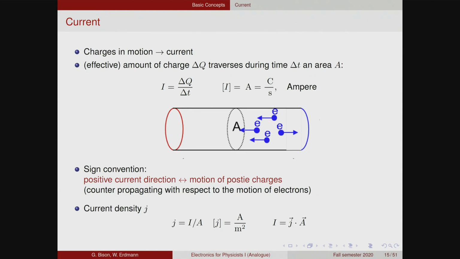Current is moving charges. The effective amount of charge, so it could be a small portion of the charges, that moves during a time through an area defines a current. It's the moving charge per time unit. And of course, the unit of the current is amperes, which is coulombs per second, so it quantifies the charge that moves in a certain time.